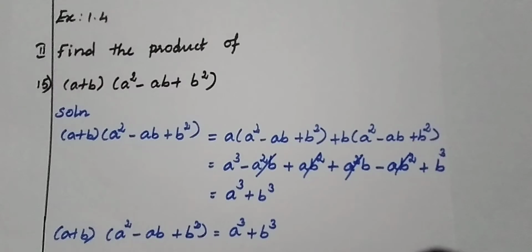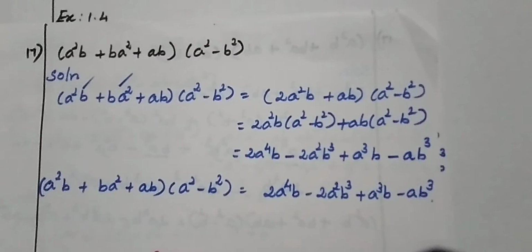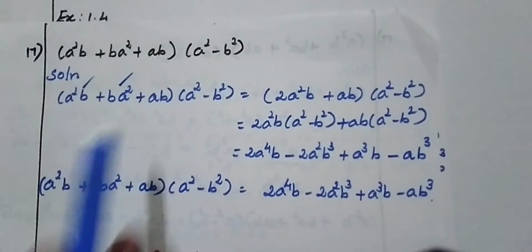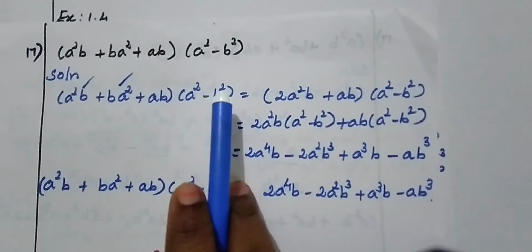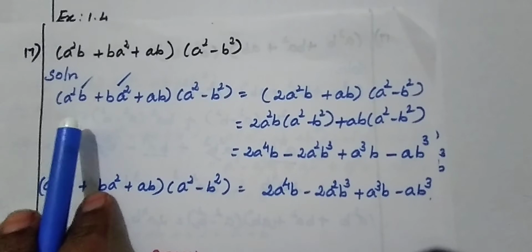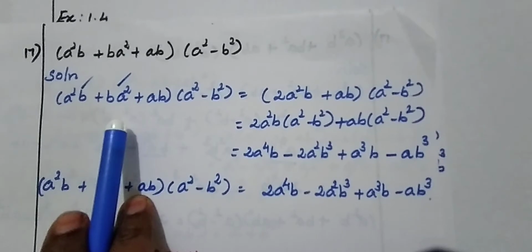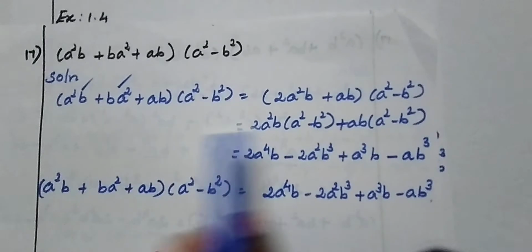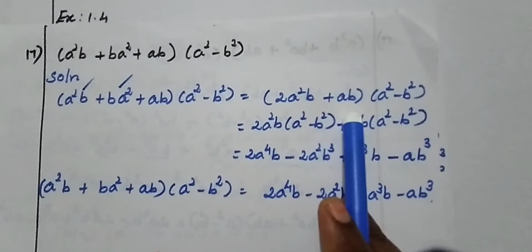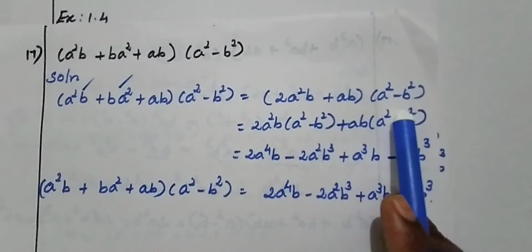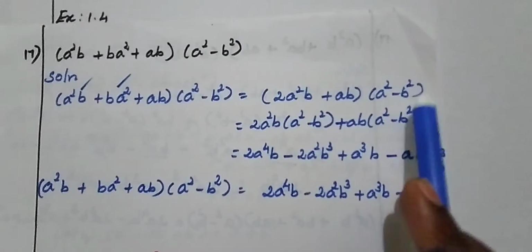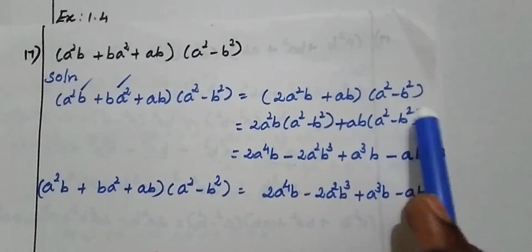Next question. a²b + ba² + ab(a² - b²). a²b and ba² are same. So you can write this one as a²b + a²b is equal to 2a²b plus ab into the second expression a² - b². So multiply this 2a²b with the second expression, then with this ab the second expression.